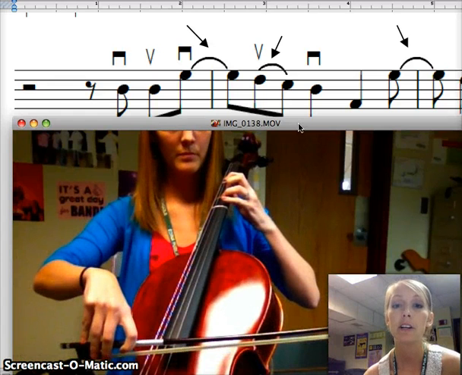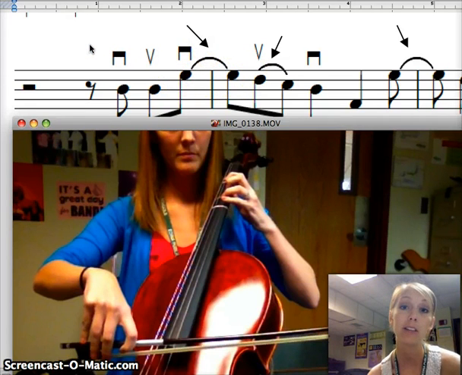Now if you notice here, our ties are being played as one note. We're not playing two G's, we're playing one G together. We add the two values together and we know that two eighth notes equal a quarter note. So we're actually having here two eighth notes to a quarter note. D, D, G. Let's watch that.